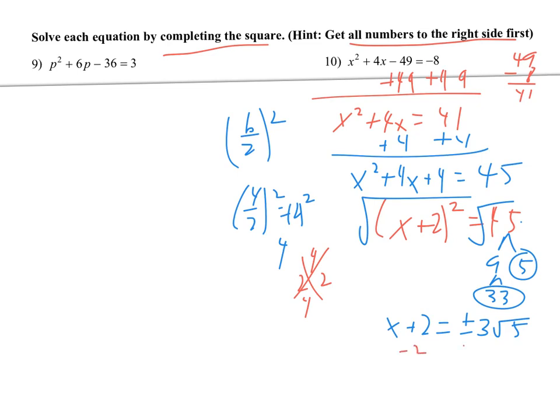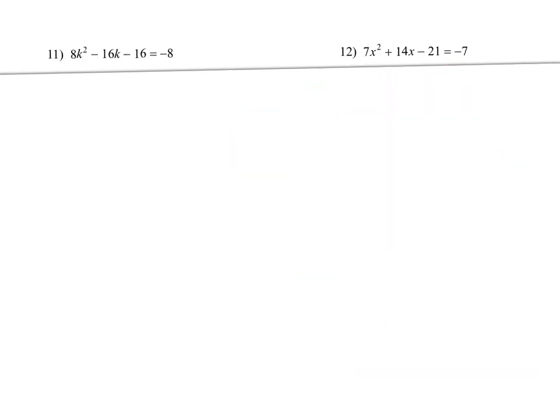So then to finish this up, I'm just going to subtract 2 from both sides. I'm going to say x equals negative 2 plus or minus 3 radical 5. I can't add those together because it's attached to the radical, so I can just leave my answer like that. All right, next up here, same idea.